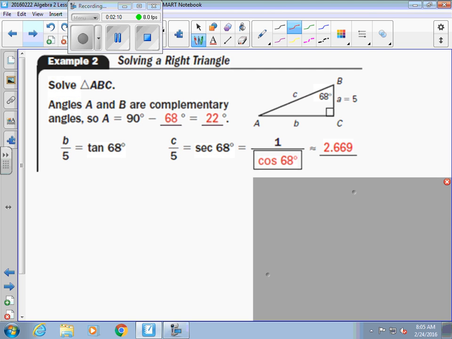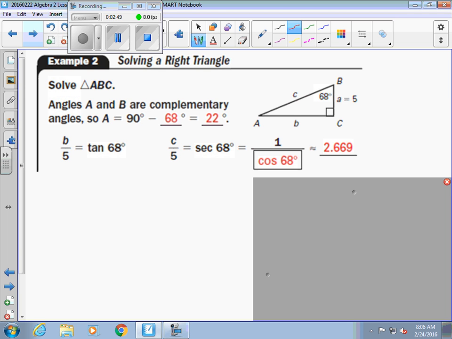So what that means is C divided by 5 is equal to the secant of 68. Remember what the secant of 68 is. The secant of 68 is paired with the cosine, so it's just simply 1 divided by the cosine of 68. If you look on your calculator, you don't see secant and cosecant and cotangent. What you do see above those keys is the inverses, the sine of -1, the cosine of -1, and the tangent of -1. You're not using those values for this.